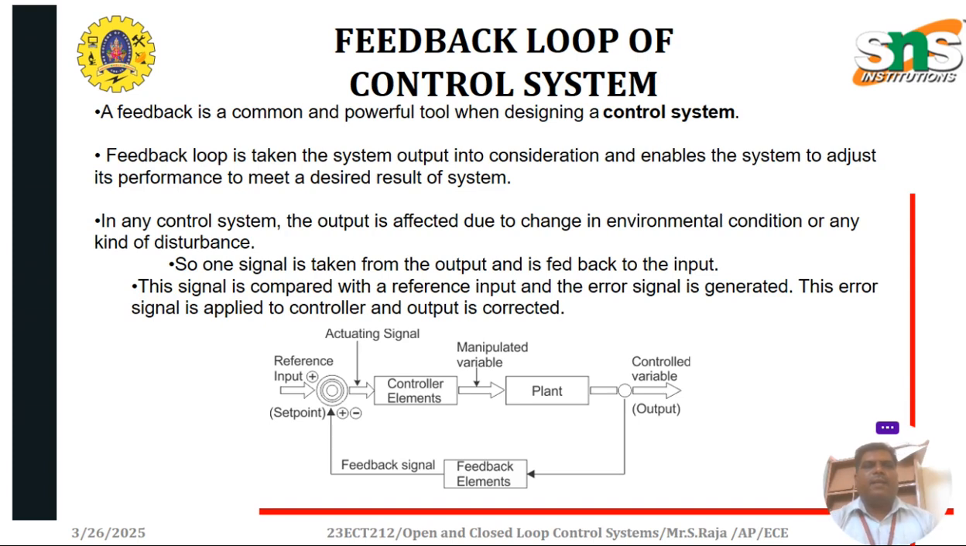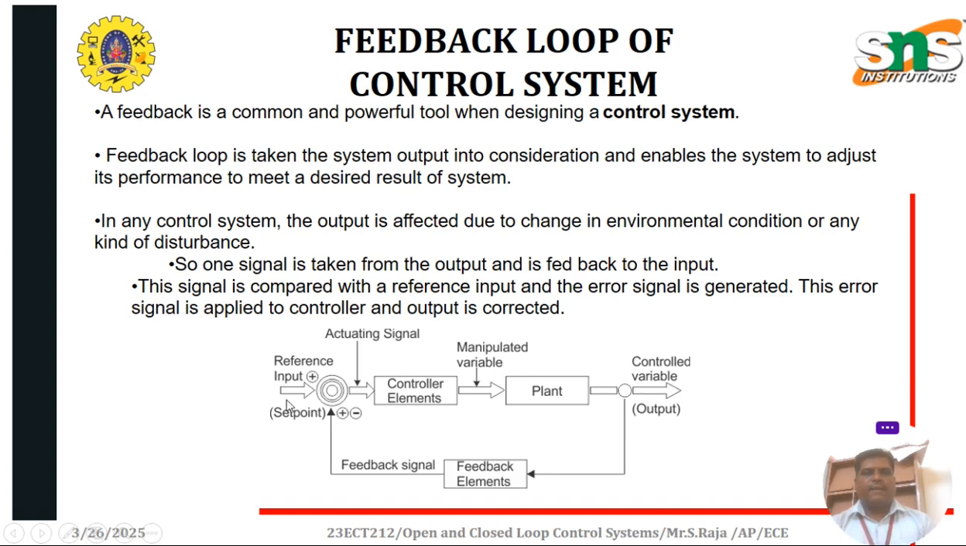Feedback loop control system. Feedback is a common and powerful tool when designing a control system. A feedback loop takes the system output into consideration and enables the system to adjust its performance to meet a desired result. In any control system, the output is affected due to changes in environmental conditions or any kind of disturbance. So one signal is taken from the output and fed back to the input. This signal is compared with the reference input and the error signal is generated. This error signal is applied to the controller and the output is corrected.